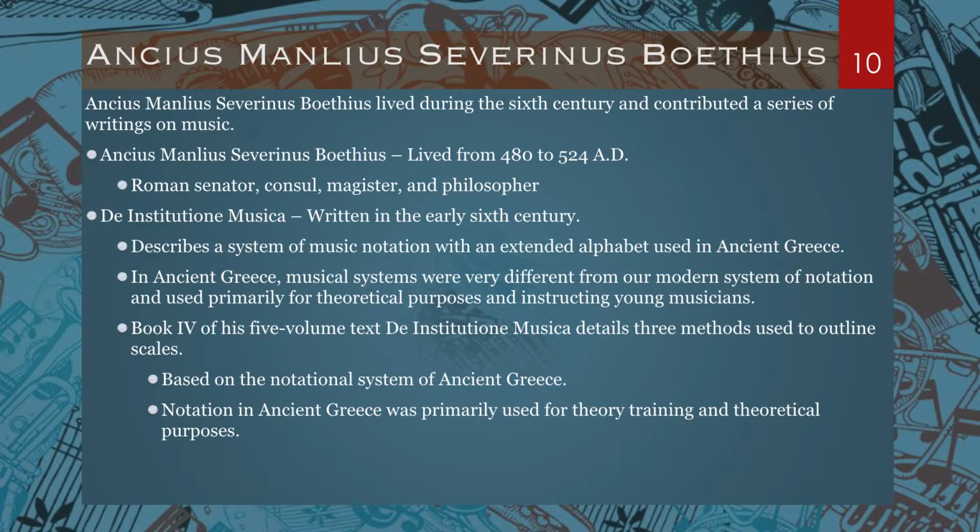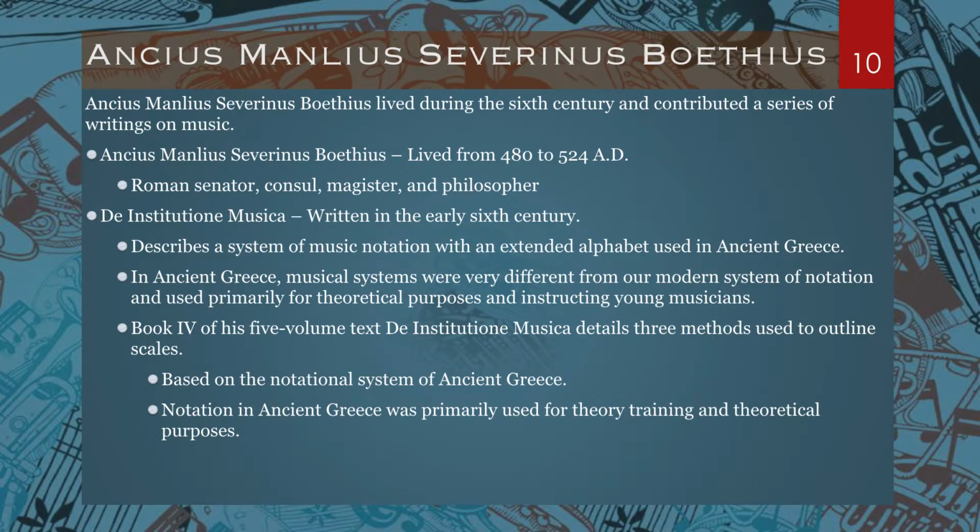So Boethius. He was a famous theorist that lived during the 6th century and contributed a series of writings on music. He lived from about 480 to 524 AD. He was really busy. He was a Roman senator, a consul, a magister, and philosopher. One of his most important books is De Institutione Musica. It was written in the early 6th century.